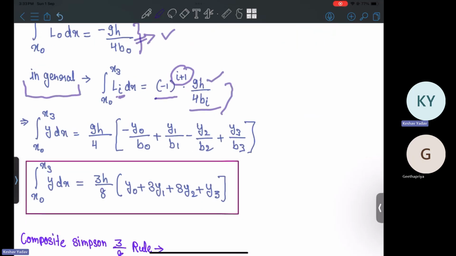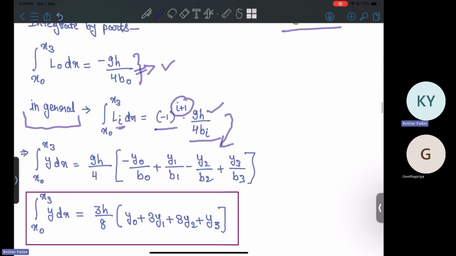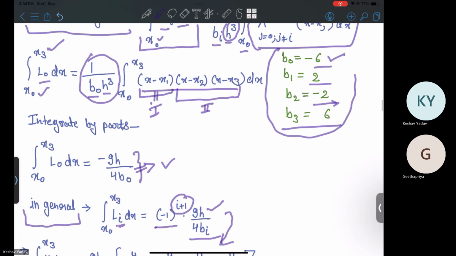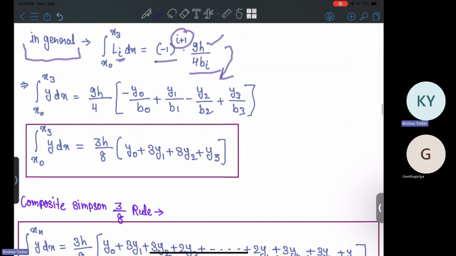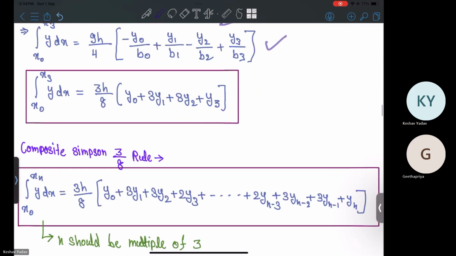So similarly, you put these values here. So 9h by 4 will come outside: minus y0 by b0 plus y1 by b1 minus y2 by b2, y3 by b3. You put these values, b0 as minus 6, b1 as 2, b2 as minus 2, b3 as 6, in the formula here. Then you will get the integral of y dx equal to 3h by 8 times y0 plus 3y1 plus 3y2 plus y3. This is the formula we will get.